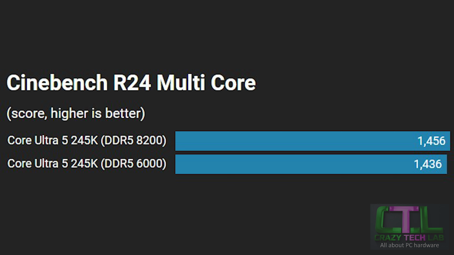Cinebench was pretty much the same. We're seeing a very small uplift comparing the two memory frequencies, and absolutely not really worth the extra cash that you're going to be spending on getting that faster memory.